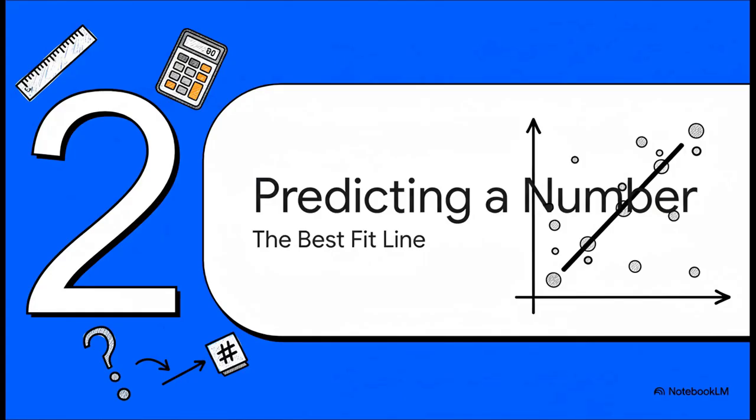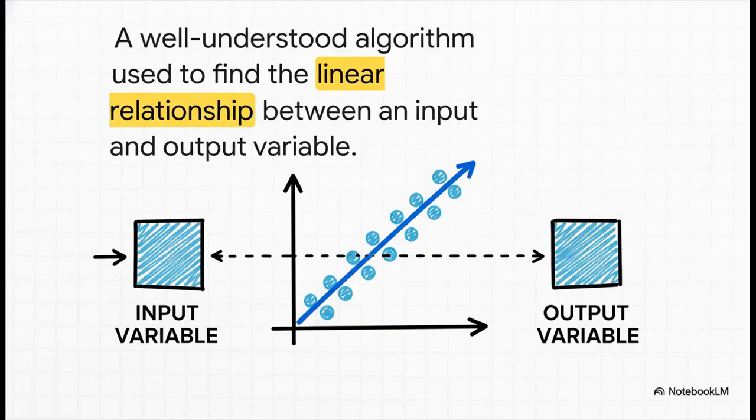All right, so let's start with this super common problem. How do you predict a specific number? How do we build a model for that? For that, we use an algorithm called linear regression. It's one of the most famous tools in the machine learning toolbox, and its whole goal is to find a clear, straight-line relationship between different variables.